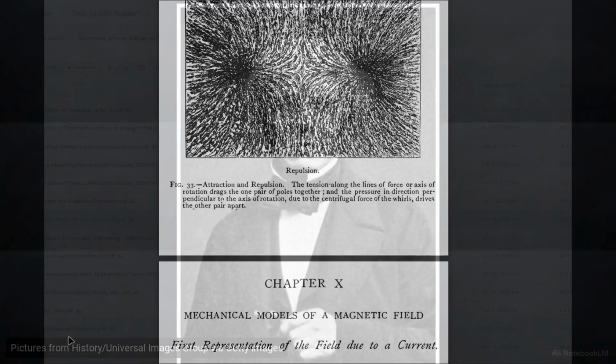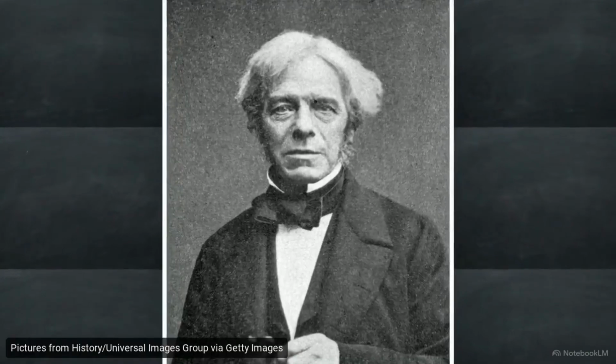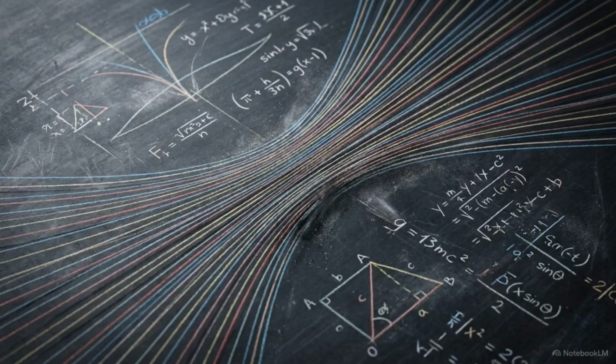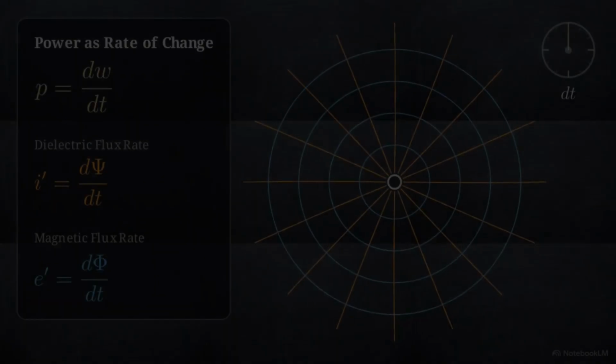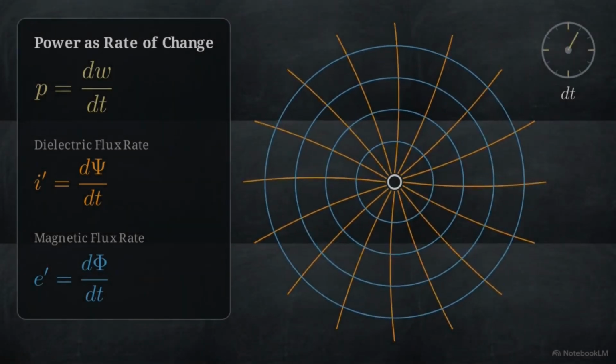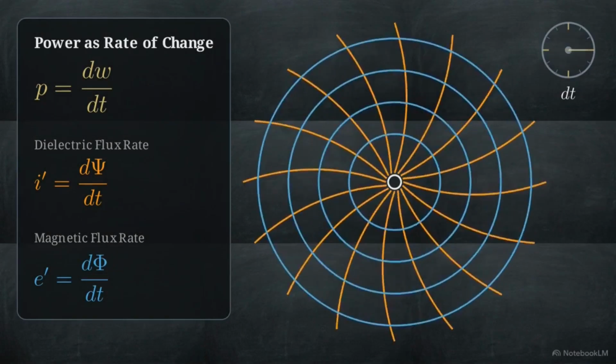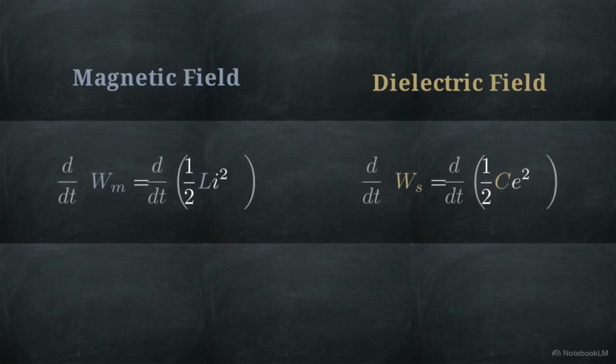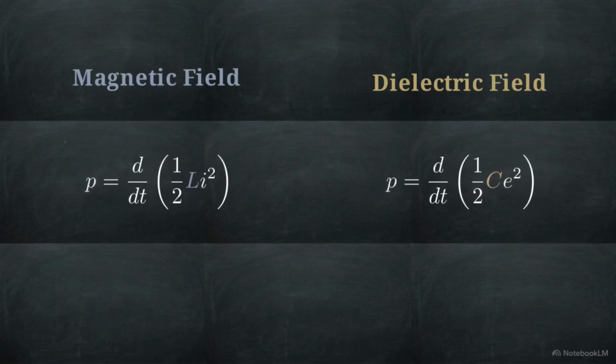Michael Faraday conceptualized these lines of force as the primary physical units of the electromagnetic field. Energy is stored as tension within these lines, distributed through the geometry of the surrounding space. Defining power requires tracking the expansion and contraction of these lines over time. Standard equations for magnetic and dielectric energy provide the starting point. We have magnetic energy as a function of inductance and dielectric energy as a function of capacity.